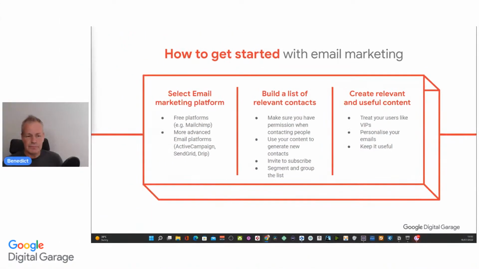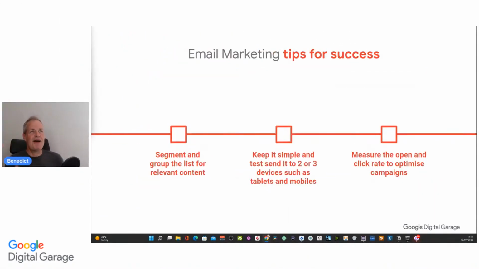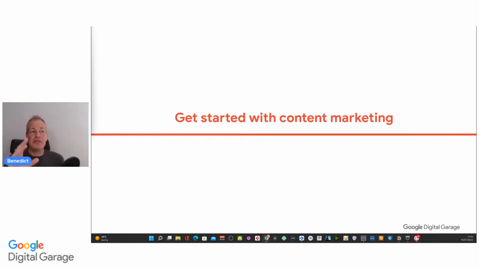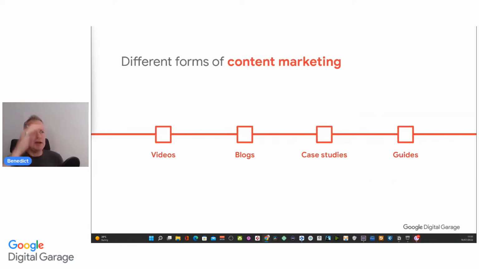All right. Okay. Email marketing tips for success. Segment and group the list for relevant content. Keep it simple and test send it to 2 or 3 devices such as tablets and mobiles. Measure the open and click rate to optimize campaigns. And then get started with content marketing. Very, very important. Now, content marketing, very important nowadays. You've got videos, blogs, case studies. Case studies are where you have a client and they are benefited by it and all those different kinds of things.